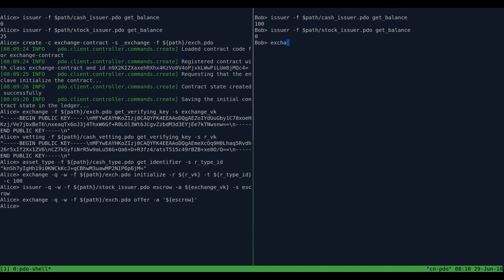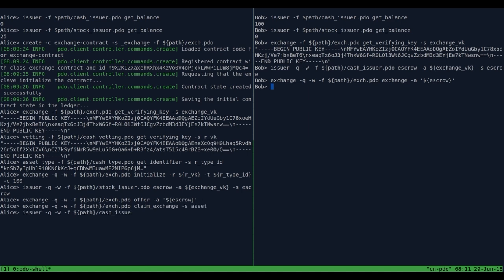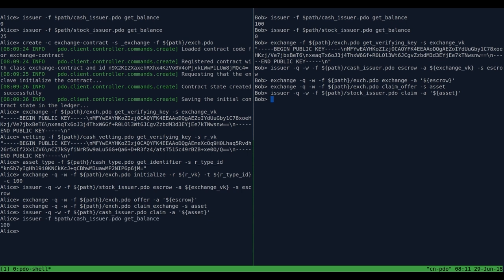Once this is done, Bob can now inspect the exchange contract to see the available orders. By accepting the order and escrowing his shares into the exchange contract, the exchange is completed. With the order matched and filled, Bob and Alice can now claim their new assets. Alice with her cash, and Bob with his shares. We will once again check the balances to ensure that the exchange and withdrawal was successful. As you can see, Alice is now in possession of the cash and Bob the shares.